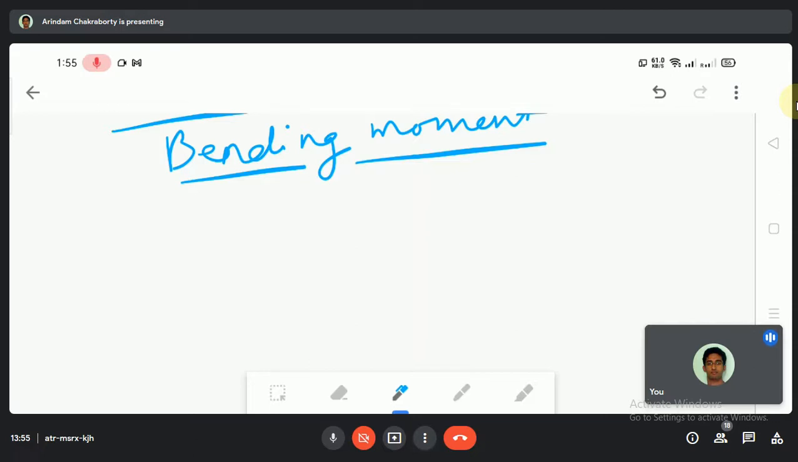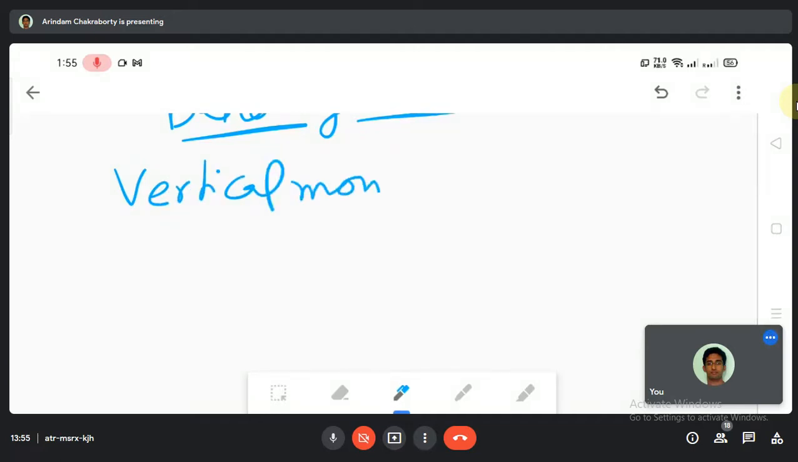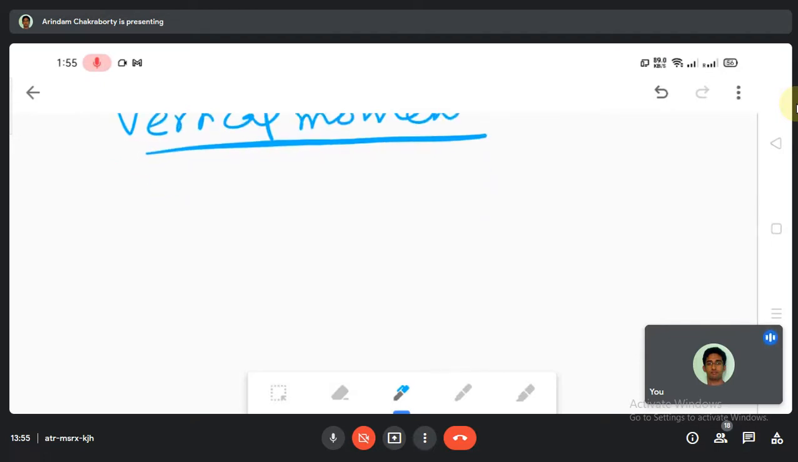At first we have to consider the vertical one. Vertical moment. What happens in the vertical moment is that we have to first observe in the beam. So as we know, let me simplify it and let me draw for you people.